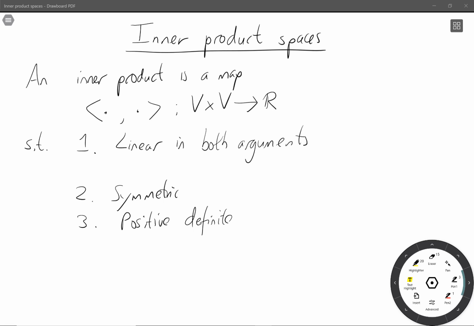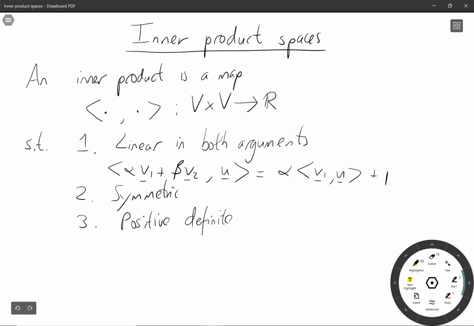So if we've got vectors V1 and V2, then if we take alpha times V1 plus beta times V2 and take the inner product of that with U, another vector in our vector space, this is alpha times the inner product of V1 with U plus beta times the inner product of V2 with U. And similarly, it's linear in the other argument. So if we wrote U as alpha U1 plus beta U2, we would have a similar expression.